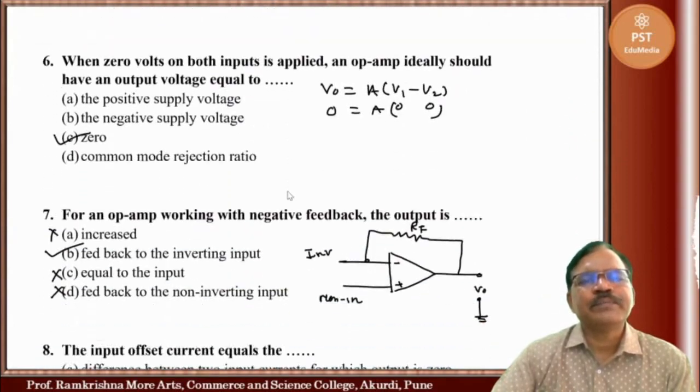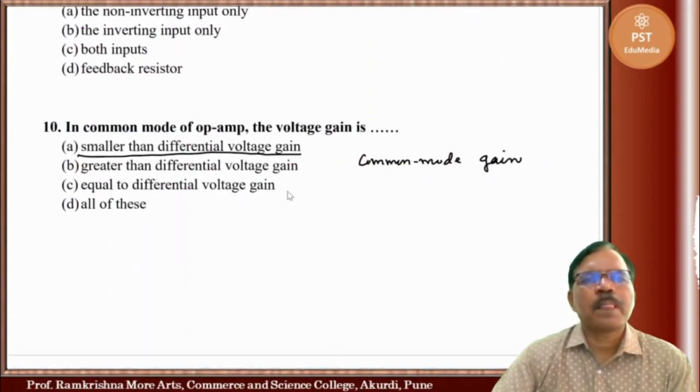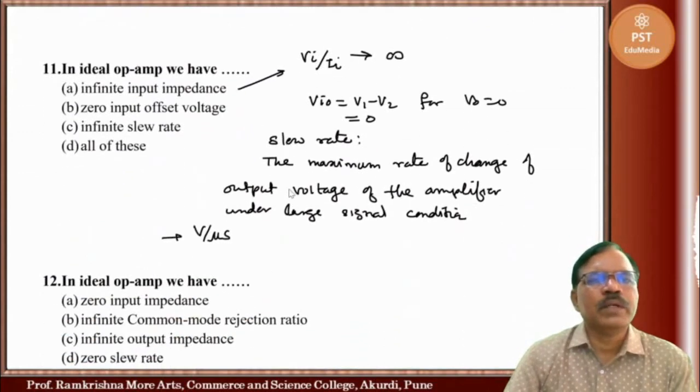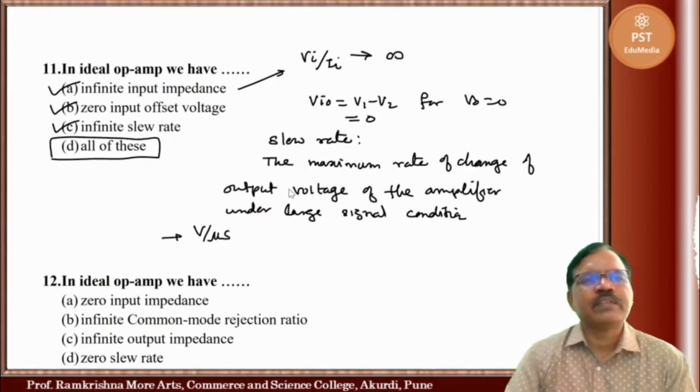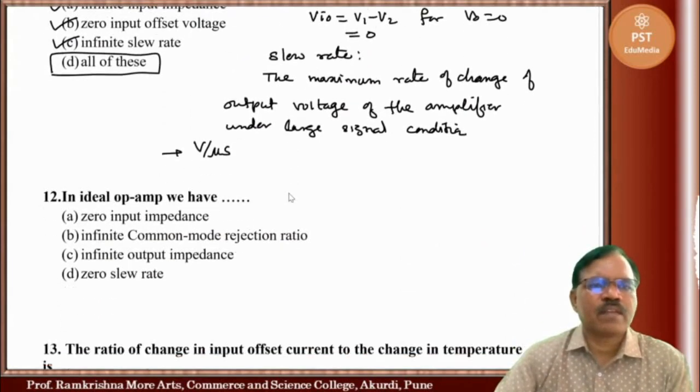So here slew rate is infinite. So the first one is correct, the second one is correct, the third one is correct. So all of these, this is the correct option.